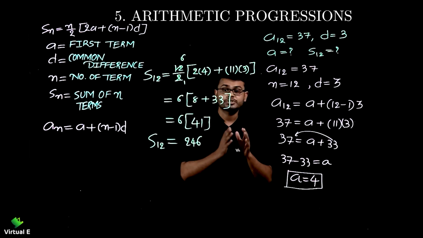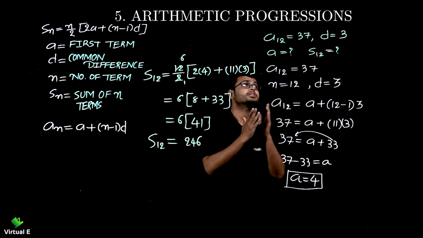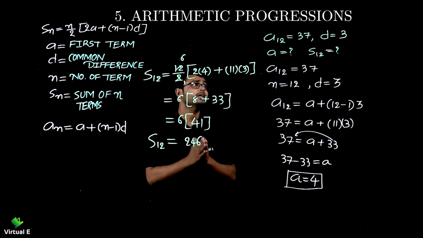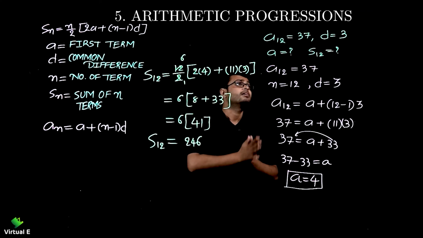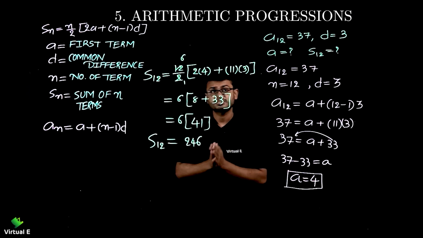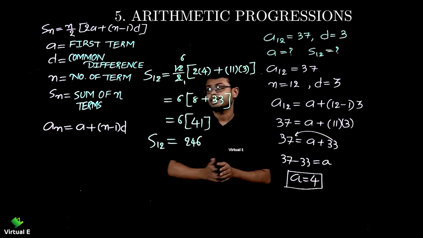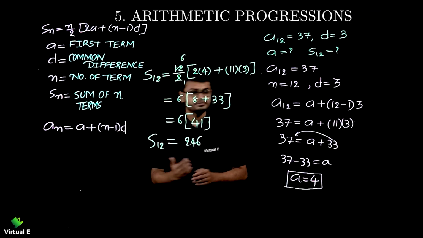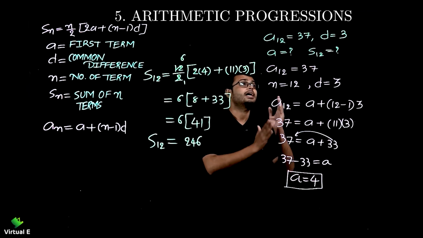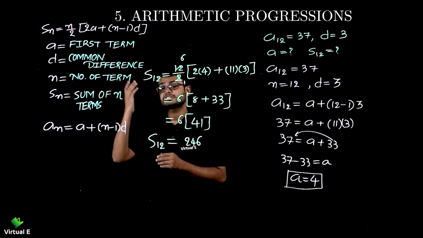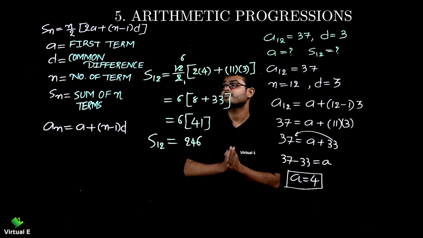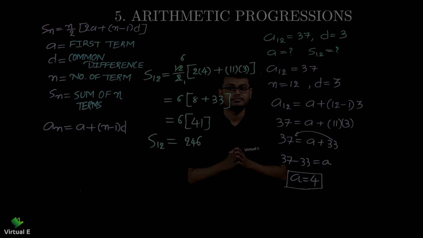Very straightforward question. It is given that a12 is equal to 37. Common difference is 3. We need to find the first term. We need to find the sum of 12 terms. Okay, so a12 is there. So use the formula for the term. Get the value of a. Then for S12, use the formula for the sum and get the value of S12.